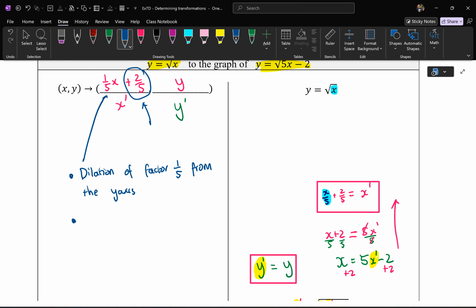What does plus 2 and 5 tell me? Right by 2 and 5. This is a translation. So your proper language is translation of 2/5 units. Now in the past you actually had to say positive direction of the x-axis. Now you can actually just say 2/5 units right.